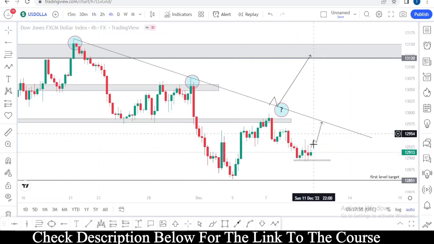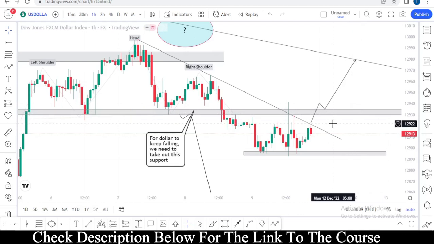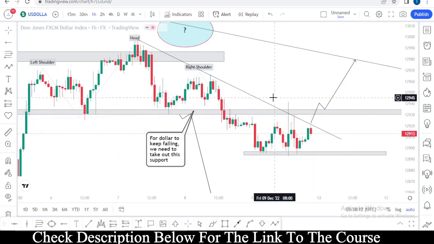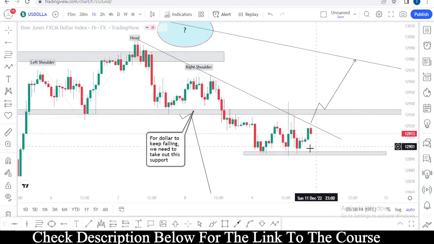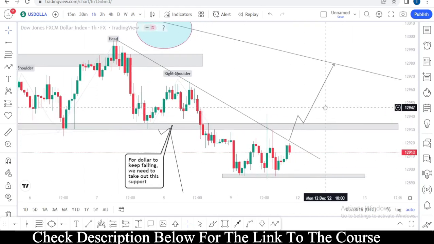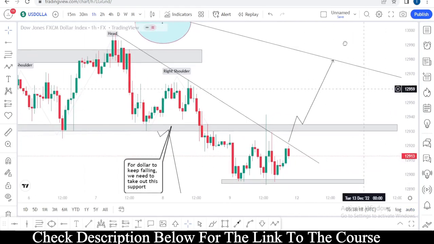If we break above that 1 hour trend line that is not visible here, then I'll be expecting us to trade into this trend line here. So let me go back to the 1 hour so that we'll see clearly. This is that 1 hour trend line. You can plot it on your charts if you like. This is what I'll be looking at for next week.